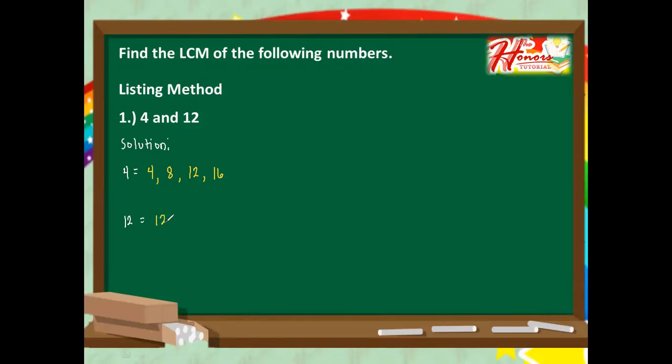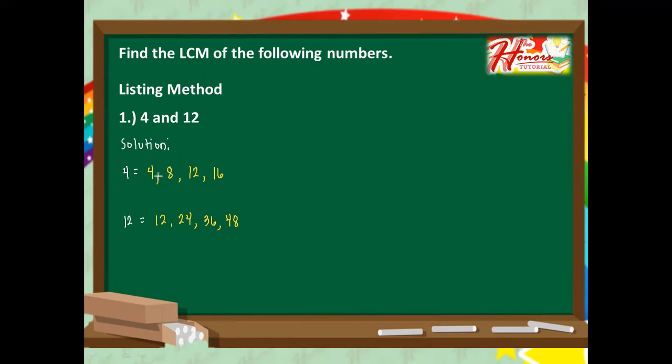12, 24, 36, 48. And then this is what you are going to do. You have to choose. Which number did 4 and 12 have in common first? Again, in which number did 4 and 12 have in common first?